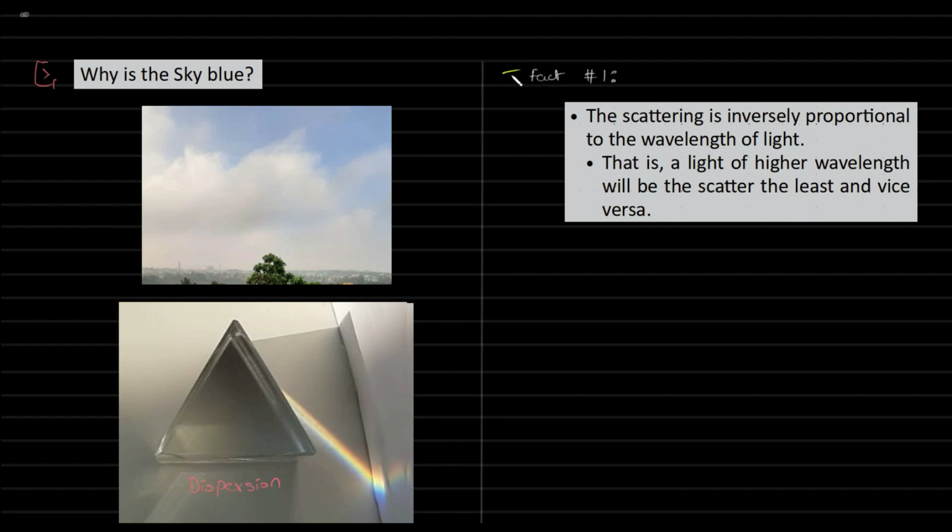Let's begin with the first fact. The scattering is inversely proportional to the wavelength of the light. That is, a light of higher wavelength will be scattered the least and vice versa.